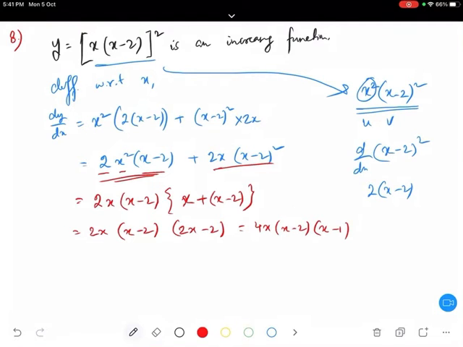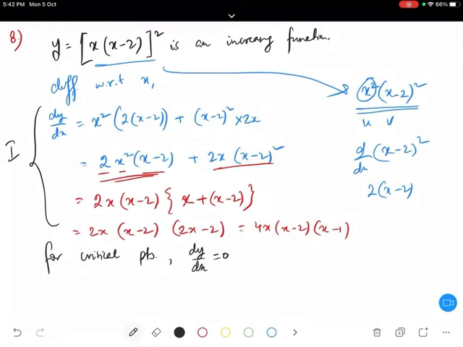Now, I told you what for critical points we have to do. After this step, my step number 2 is to find critical points. So write down, for critical points, what is the condition? That is dy/dx equal to 0. Here I will not write f dash x equal to 0. We have to write dy/dx equal to 0. So what will I write? 4x, x minus 2, x minus 1 equal to 0.